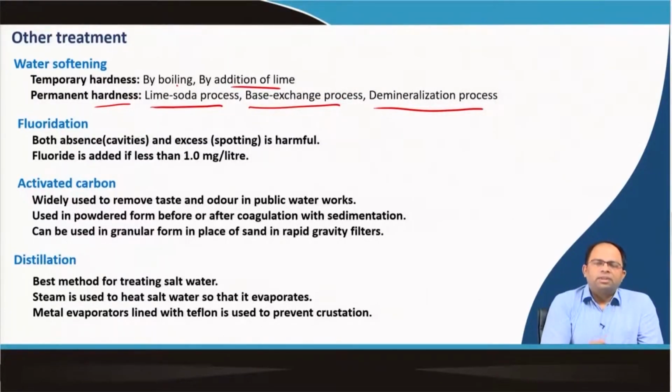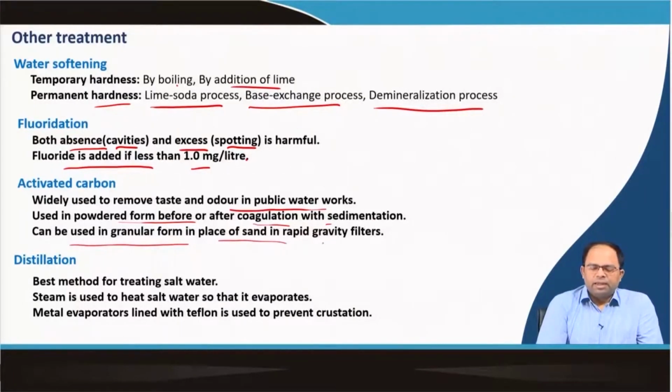Fluoridation, as we have discussed in earlier lectures, both absence of fluoride causes cavities, whereas excess causes spotting, which is harmful. So, fluoride is added if it is less than 1 milligram per liter. So, that is when we have to also add fluoride. Then activated carbon is used to remove taste and odor in public water works, and it is used in powdered form before and after coagulation with sedimentation, and can be used in granular form in place of sand in rapid gravity filters. So, that is what I told you earlier.